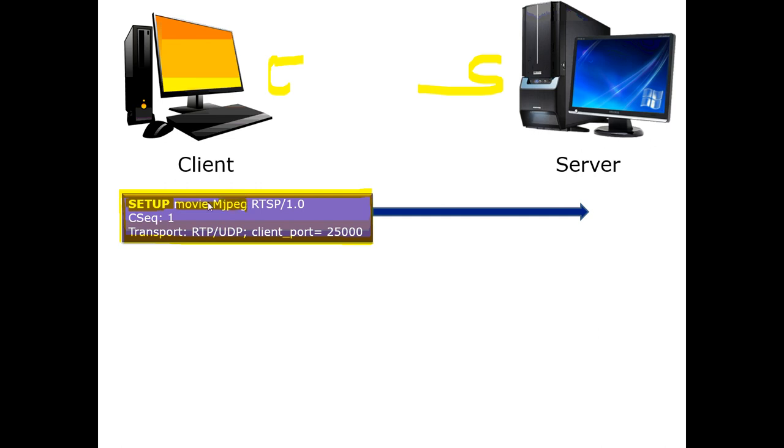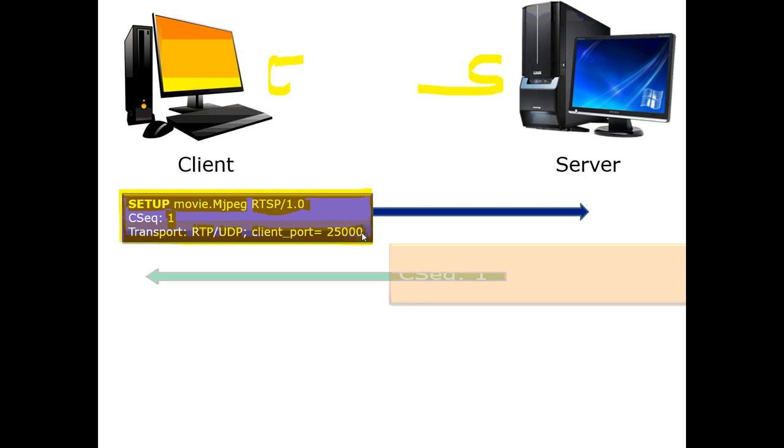The client is sending that I need movie.mjpg. This is the version of the protocol we are going to use, and here it says the sequence is 1, which indicates it is the first message we are exchanging. The protocol we are going to use is RTP on top of UDP. UDP will give us the channel for exchanging the data, but the rule set will be given by RTP. The client port indicates where the server will be sending the video, I mean the server sends to port number 25,000.